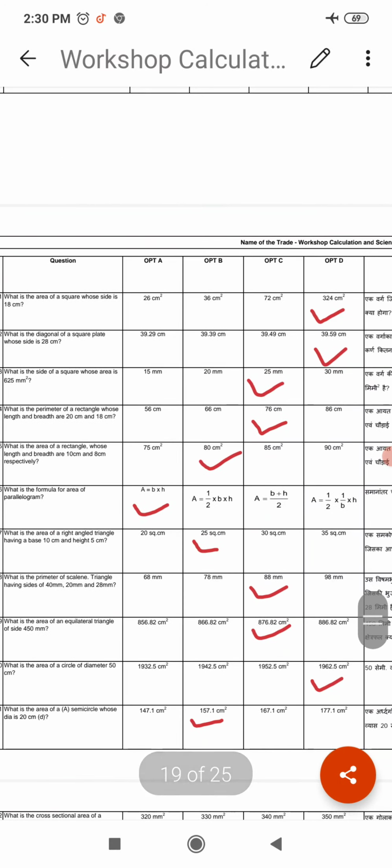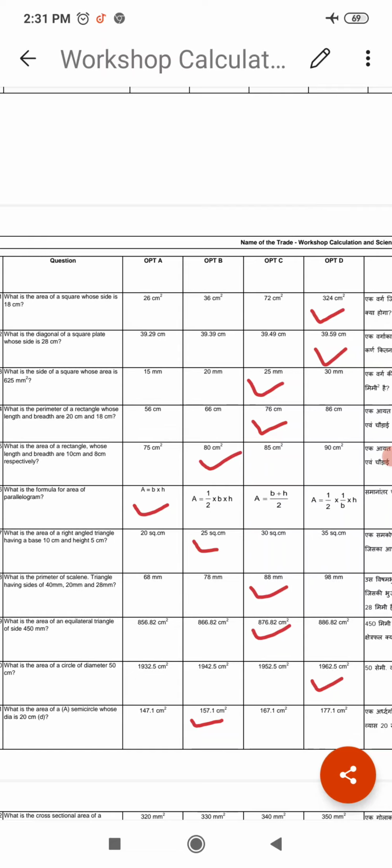Next question. What is the area of a square whose side is 18 centimeters? 324 cm square. D. What is the diagonal of a square plate whose side is 28 cm? Its answer is 39.59 cm. What is the side of a square whose area is 625 mm square? Answer is 25 mm. What is the perimeter of a rectangle whose length and breadth are 20 cm and 18 cm? 76 cm. Answer C.